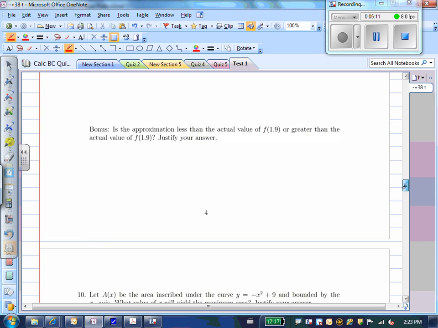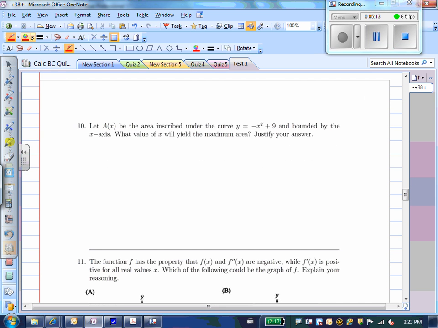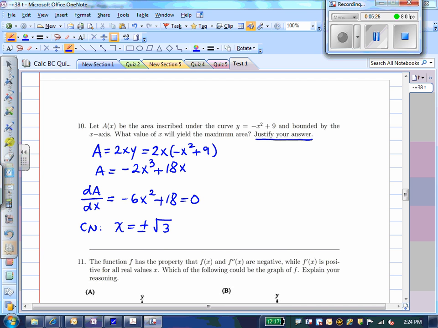Next, we're going to look at problem number 10. The main thing I want to focus on here is the idea of "justify your answer" and what that means. I'm just going to work out the problem very quickly so that we can get to the main issue. Here's the problem worked out. Derivative found, critical numbers found. On Form A, this is actually problem number 11. And then it says justify your answer.